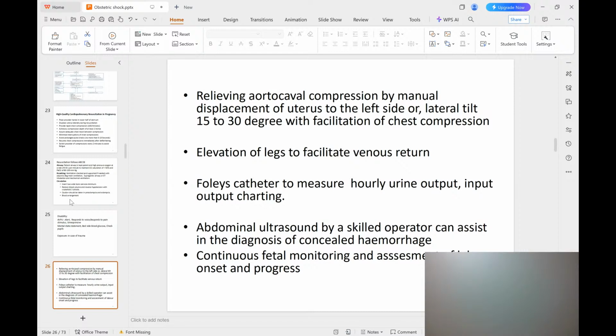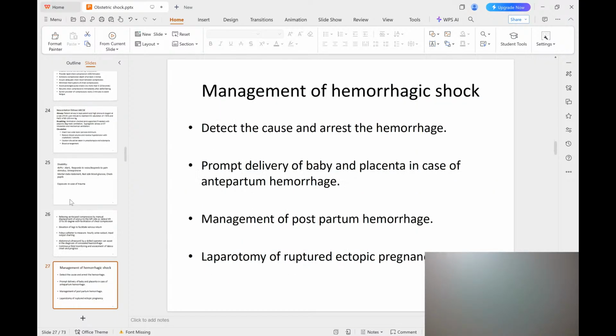But in case of a very unstable mother, it is not advisable to continue with fetal assessment because we are more concerned with the mother. And if the mother's hypoxia and shock is relieved, then usually the fetal status is also improved.